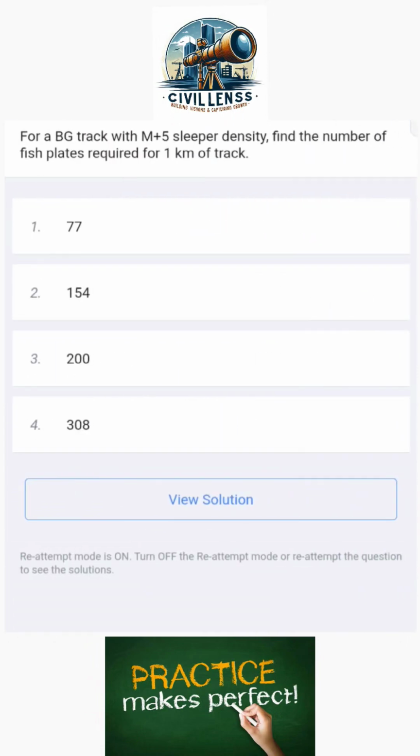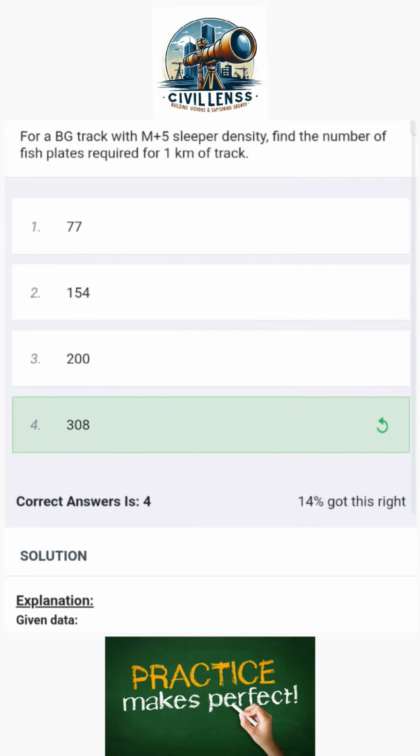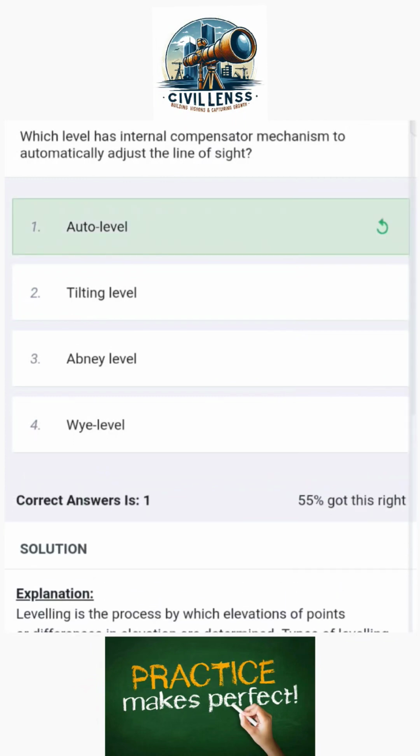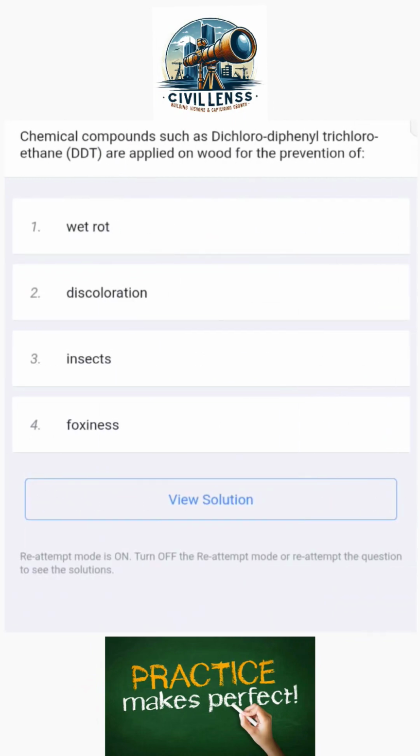Next, for a broad gauge track with M plus 5 sleeper density, find the number of fish plates required for 1 km of track. By calculating, we get 308. Which level has an internal compensator mechanism to automatically adjust the line of sight? It is auto level. Next, chemical compounds such as dichloro diphenyl trichloroethane, DDT, are applied on wood for the prevention of insects.